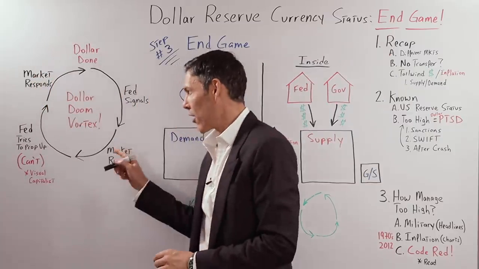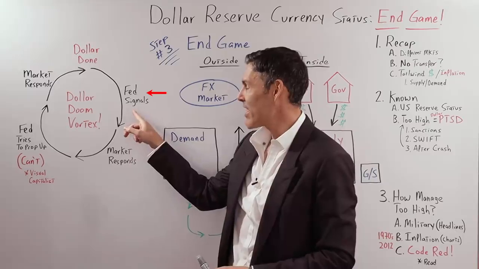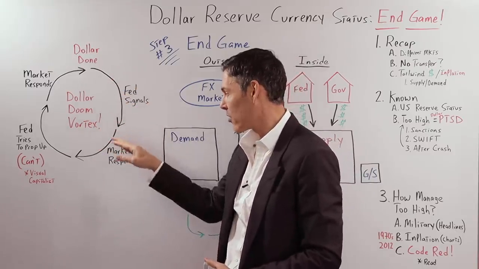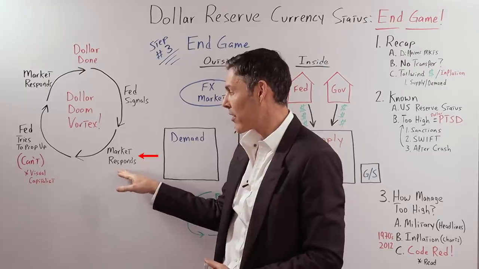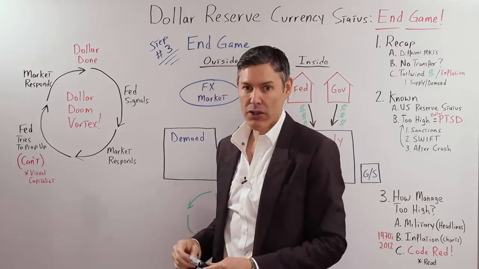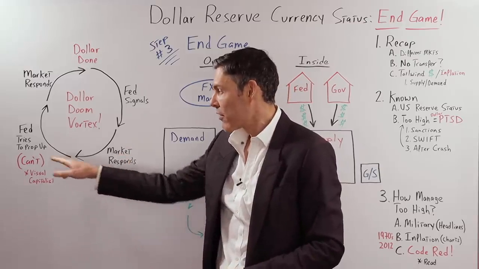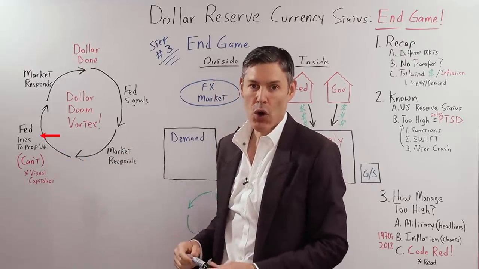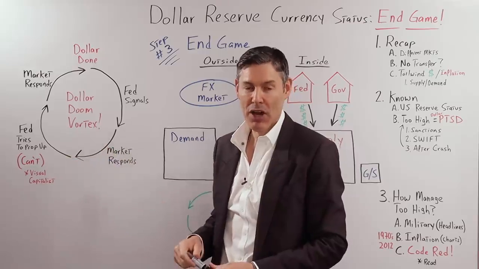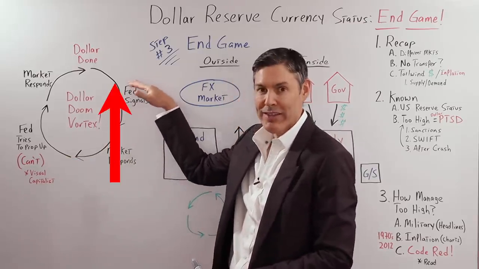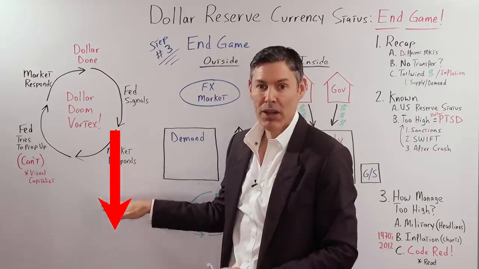So going over here, we've got the Fed signals the fact that they're going to be going into the FX market. That drops the dollar. The market responds by selling all of their dollar-denominated assets, taking the dollar down even further. The Fed loses control of propping up the dollar. So now they've gone from a situation where the dollar's too high to now it's too low and just plummeting.